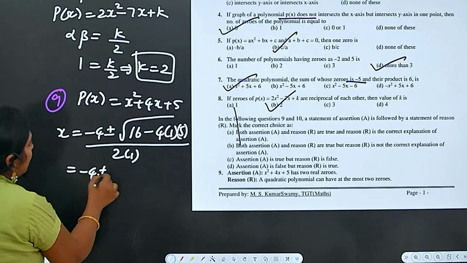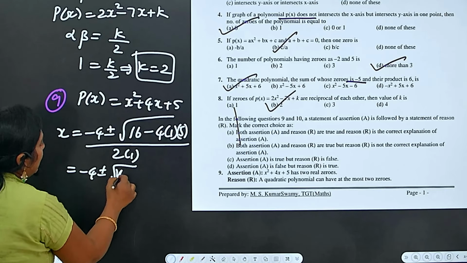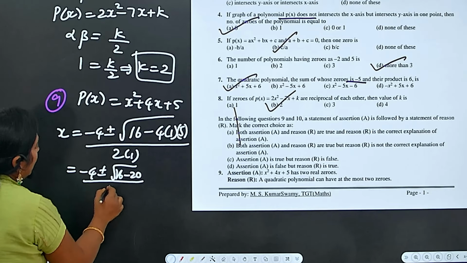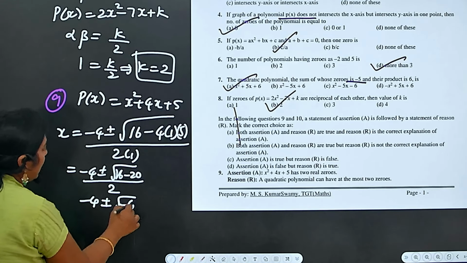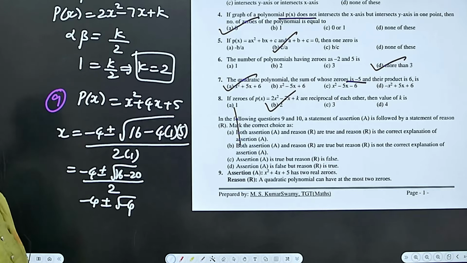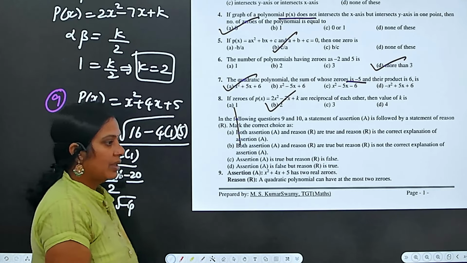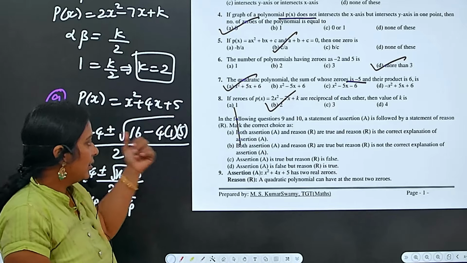Minus 4 plus or minus under root of 16 minus 20, by 2. Minus 4 plus or minus root negative 4. It is not real form. That is not real.